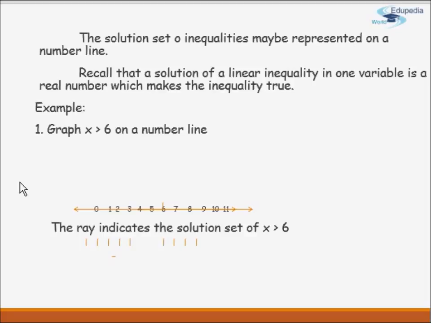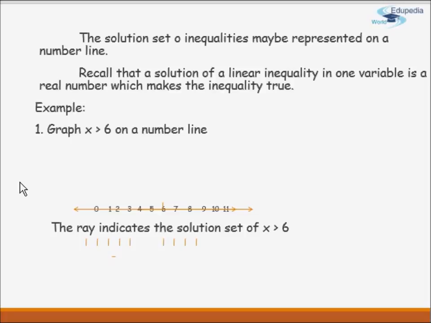Remember that the solution of a linear inequality in any one variable is actually a real number which makes the inequality true. So if you have a linear inequality in one variable, that means you're going to have it in the form of ax plus b. And if you want to find out the value of x, that will actually be the solution of the inequality. That is going to prove the inequality to be true. That is what we are after in the equations that we're going to solve.